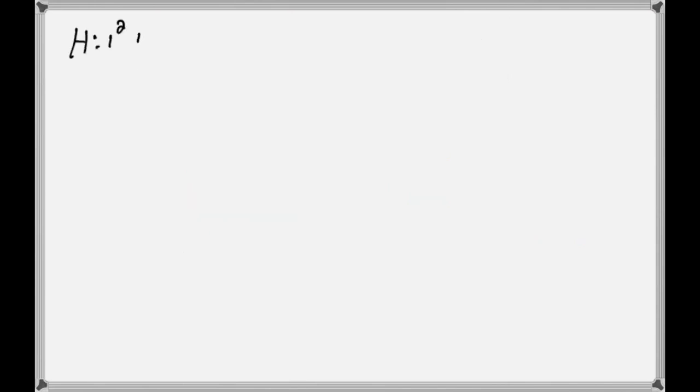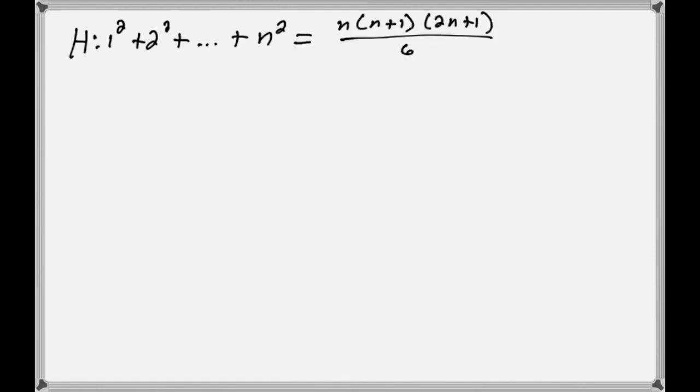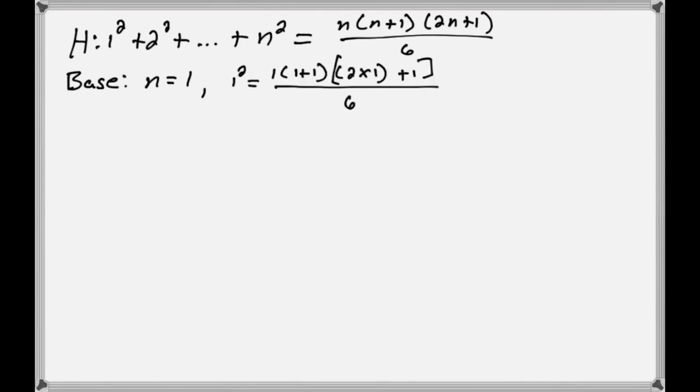All right, welcome back. So let's go ahead and do this problem. I've rewritten our hypothesis here. Again, it's 1 squared plus 2 squared, etc., all the way up through n squared is equal to n times n plus 1 times 2n plus 1 all over 6. Okay, so our base case here, or a good base case to use, is n equal to 1 again. So we plug that in.